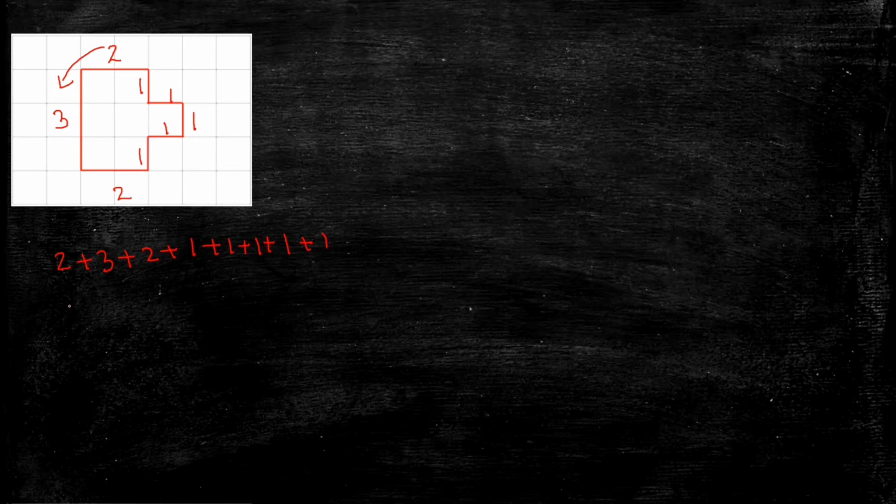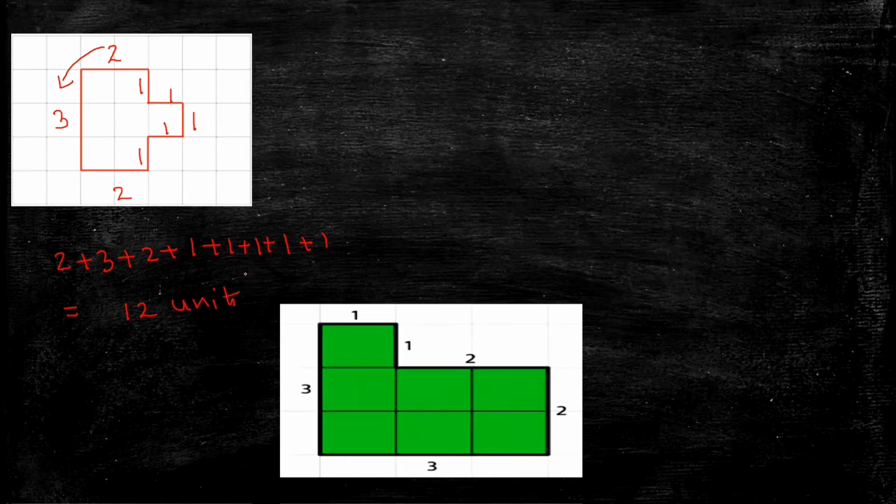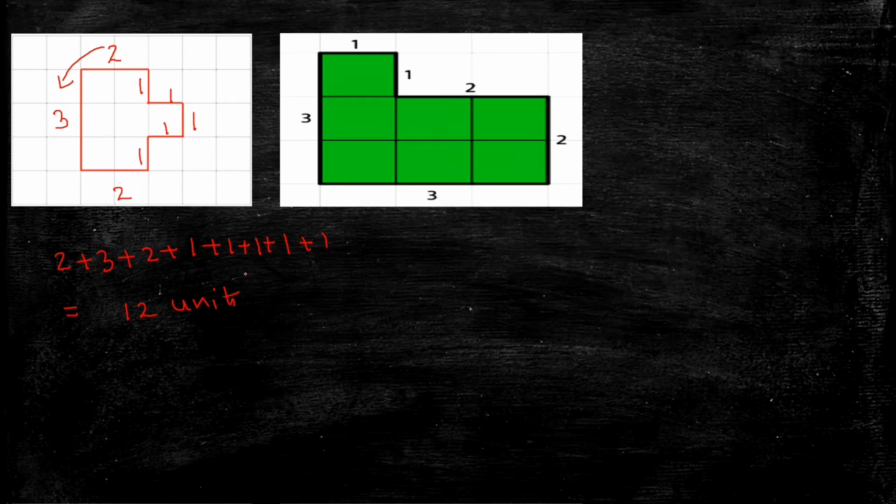Okay, and I'm done. So let's count this: 5, 7, 8, 9, 10, 11, 12. So I get the answer as 12 units. Now let's see what is the next figure. Next figure, they have counted the squares and given it to us, so we just have to add them up.